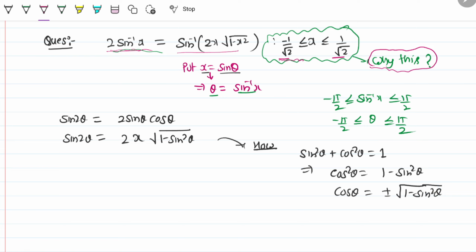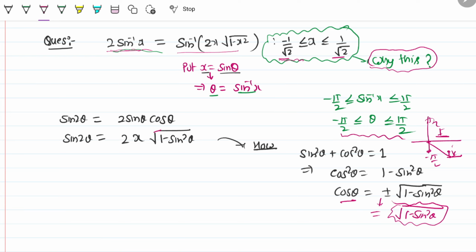Now the question is, why have we taken plus root 1 minus sin square theta? Why not the negative sign? Because your theta is given from minus pi by 2 to pi by 2. It means theta is from minus pi by 2 to plus pi by 2, from the fourth quadrant to the first quadrant, and in the fourth quadrant and in the first quadrant, cos is positive. That's why we have taken the cos theta value as positive root 1 minus sin square theta. Clear? Okay. So 2x, since sin theta is x, root 1 minus x square, it is sin 2 theta.